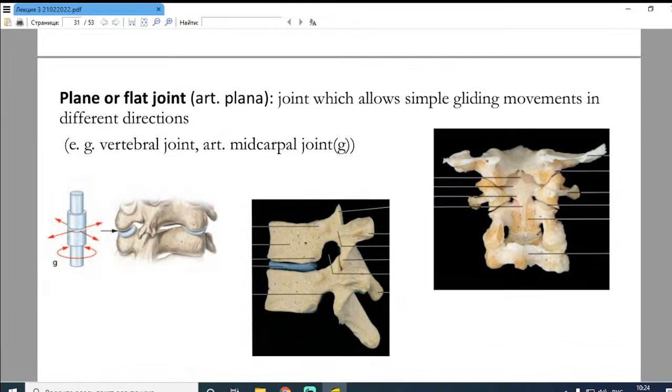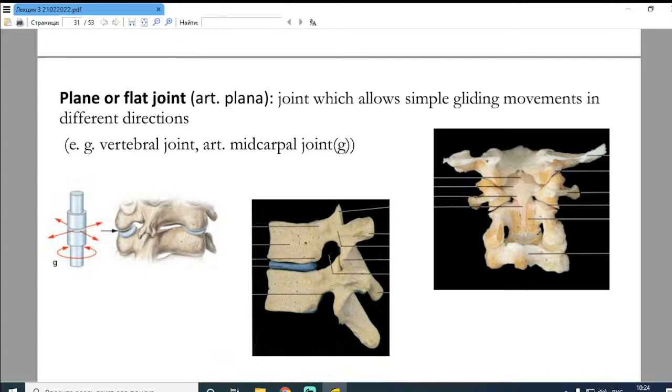Plain or flat joint, articulatio plana. A joint which allows simple gliding movement in different directions. What you see between the superior and inferior articulation of vertebra. This is a plain joint.